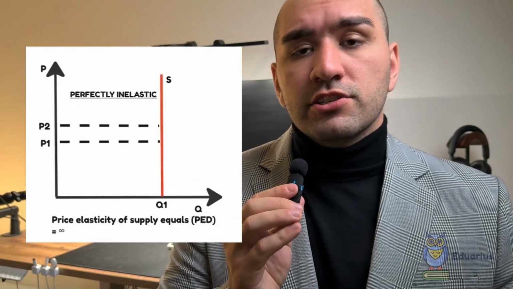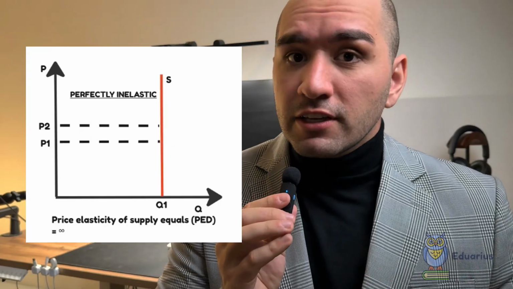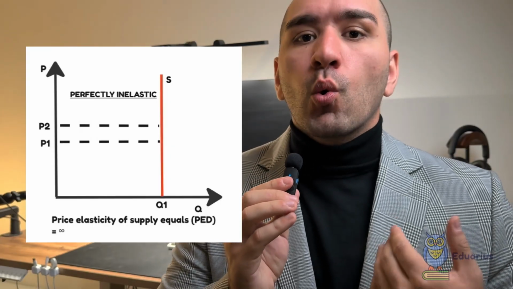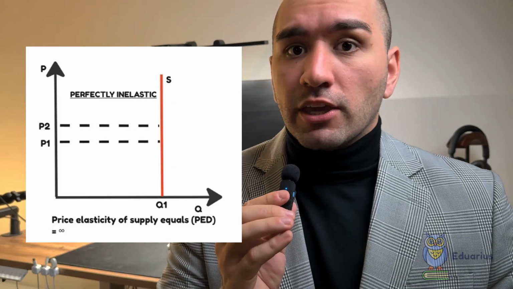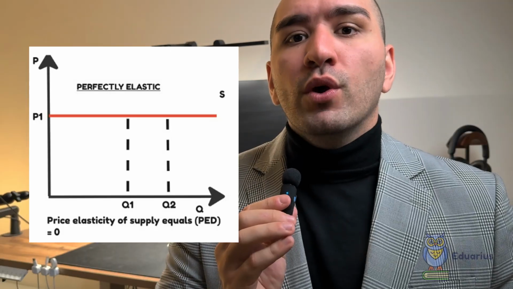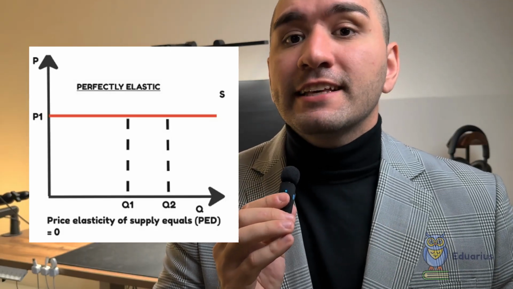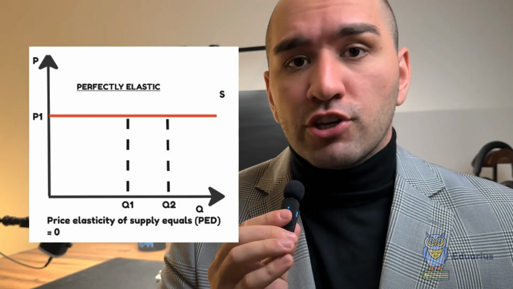And if the price elasticity of supply equals infinity, we call it perfectly elastic. Quantity supplied is stable and price may change. If the price elasticity of supply equals 0, we call it perfectly inelastic. So price is stable and quantity supplied changes.